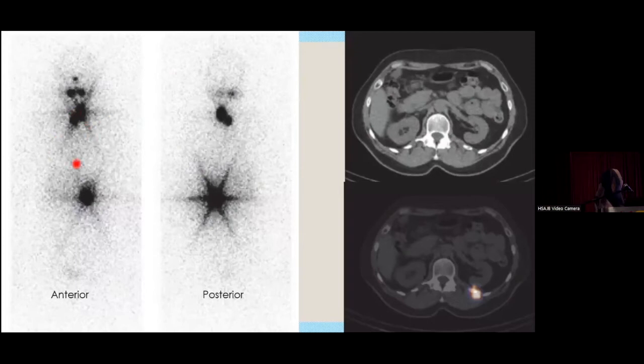Another image showing expected uptake in the thyroid remnants, but at the same time, there's some uptake at the lower left thorax, more prominent posteriorly, and we did a SPECT-CT. We can't really tell whether this lesion is really lytic or something else. True enough, a biopsy was done. It turned out to be a fracture of the 12th rib. So this is an example of uptake in the bone, but it turned out to be benign.